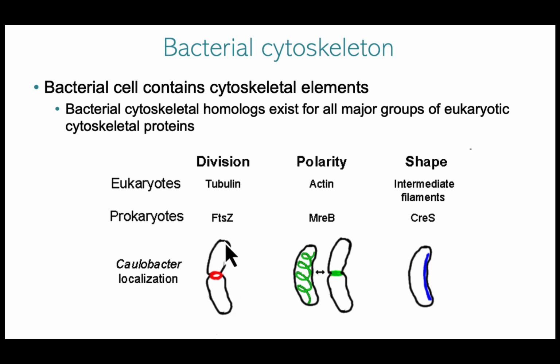So bacteria have a homolog for our protein called tubulin, and bacteria use it as part of their process for cell division, like to split off cells. Bacteria have a homolog of actin that they can also use to help facilitate cell division. And they have a homolog of intermediate filaments that they can use for cell shape.